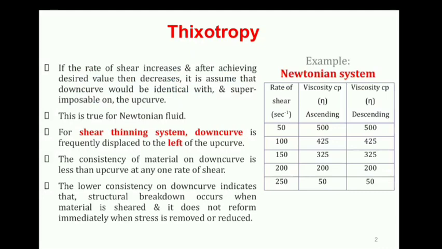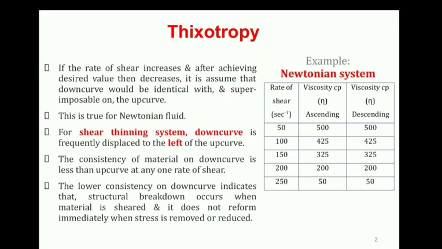If the rate of shear is increased and, after achieving the desired value, then decreased, it is assumed that the downward curve should be identical with and superimposable on the up curve. Suppose, for example, in case of a Newtonian system, you are increasing the rate of shear. Say the rate of shear per second is given: 50, 100, 150, 200 and 250.